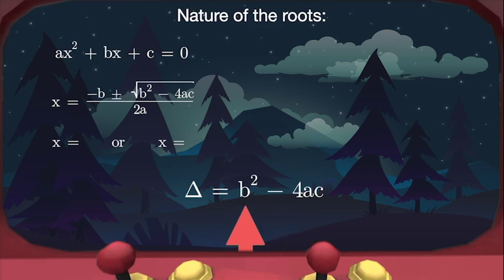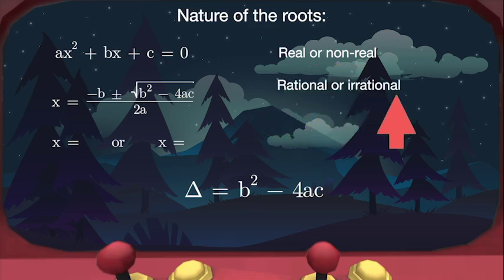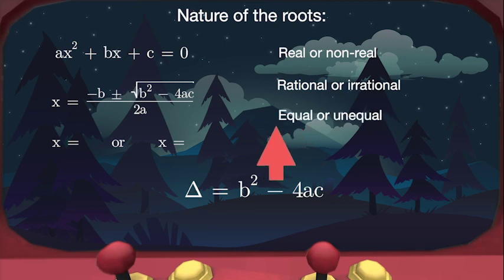And the discriminant symbol is this triangle, which is the Greek letter delta. So by calculating delta and getting an answer for it, we can actually say whether the roots will be real or non-real numbers, whether they will be rational or irrational, or whether they will have equal answers, so that means the two x's will be the same, or unequal. Okay, so that's what we're going to learn today, and let's go and see how we can apply it.